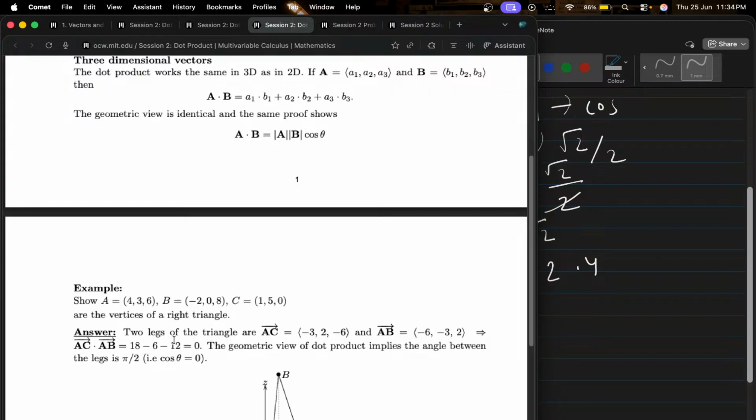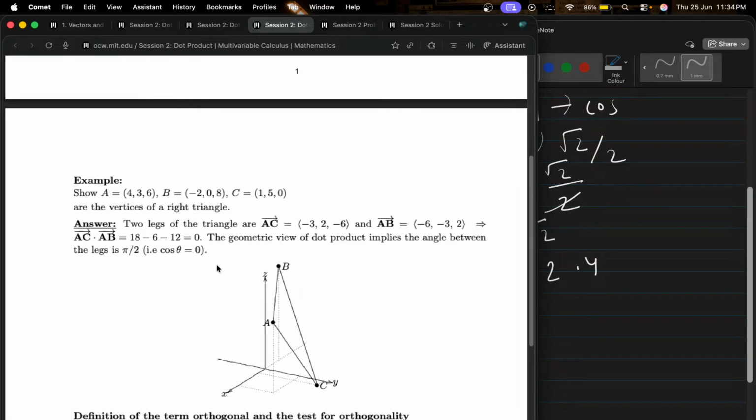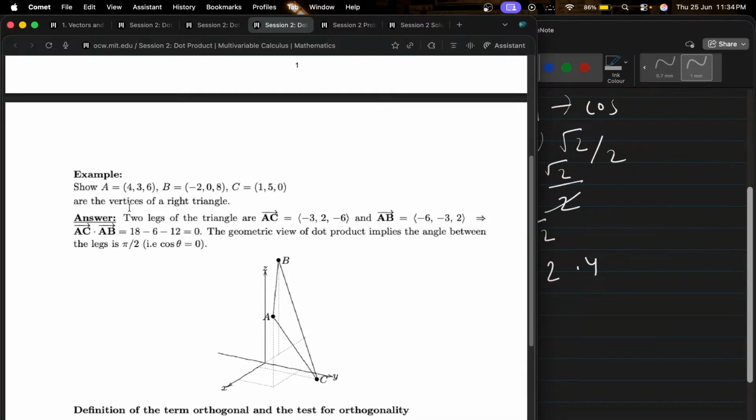Okay, so what we're gonna do now, two legs of a triangle AC, A and C, and AC is this, AB is this, and we have to figure out AC into AB, which is BC, then it comes out to be what? The geometric view of the dot product implies the angle between the legs is pi by 2, that is cos theta equals to 0. I have to skim through the trigonometric values first. After that I can solve this.